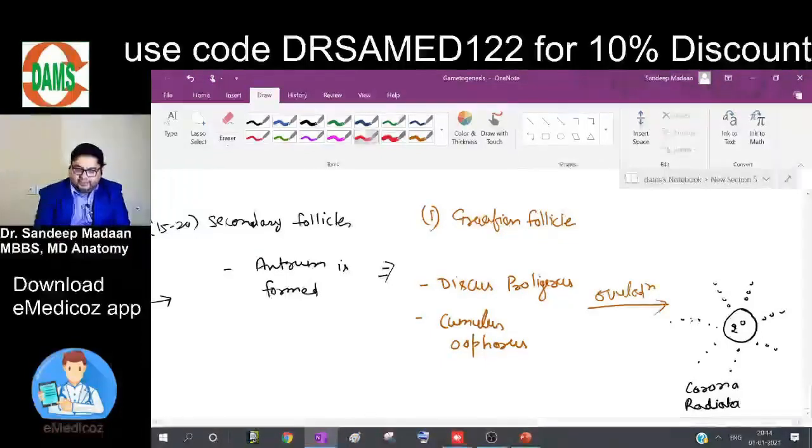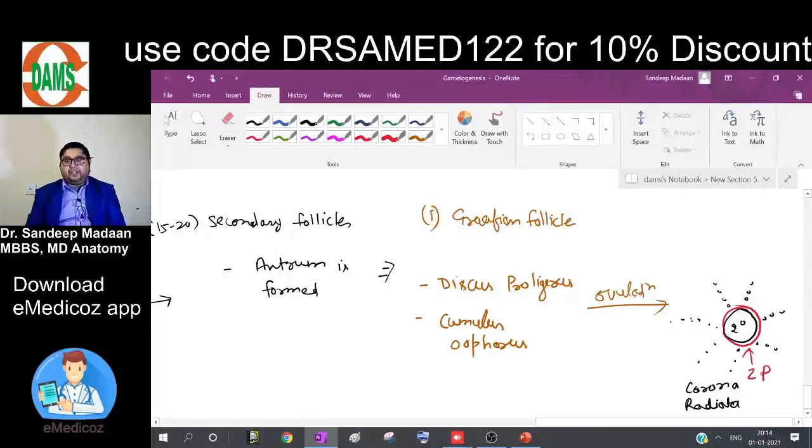Okay, and here we have one layer. What is this red color layer? The red color layer is zona pellucida. Do you appreciate? So we have the corona radiata, then zona pellucida, then we have the ovum.